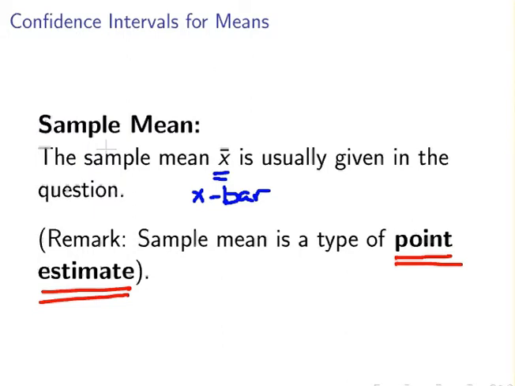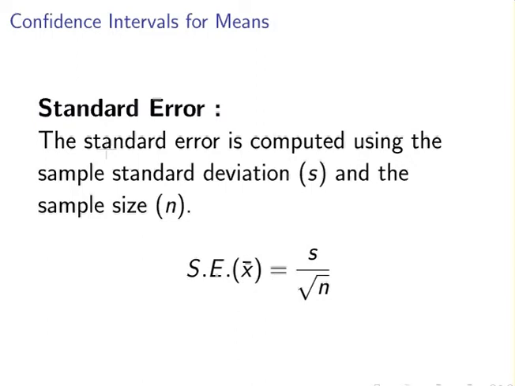So the standard error, in this particular instance the standard error for the mean, is computed using this formula here. First off we have the sample standard deviation, denoted S, and also we have the sample size n. So how do we compute the standard error? Well, it's simply the sample standard deviation divided by the square root of the sample size. So it's a relatively straightforward calculation. So let's look at an example.